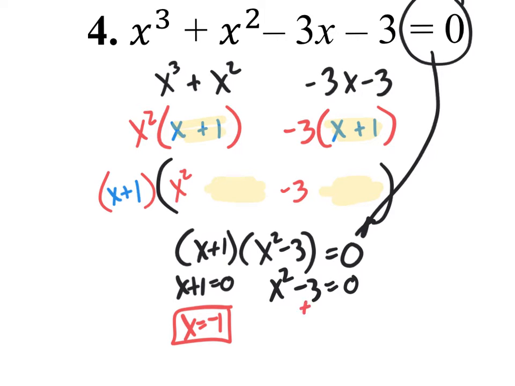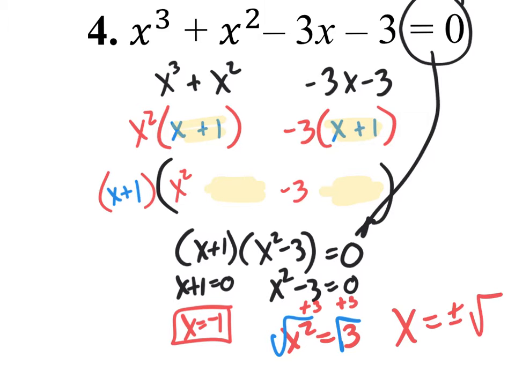So we're going to add 3 to both sides, giving us x squared equals 3. Then you apply a square root and a square root, giving us the answer x equals, when you apply a square root, you have to put a plus or minus in front of your answer. And the square root of 3 is a crazy decimal, but we just leave it as a square root of 3.